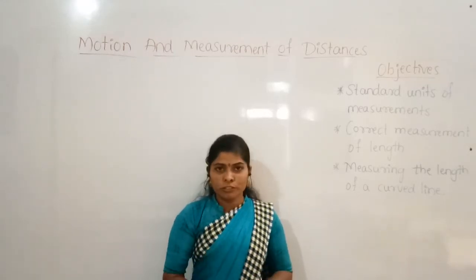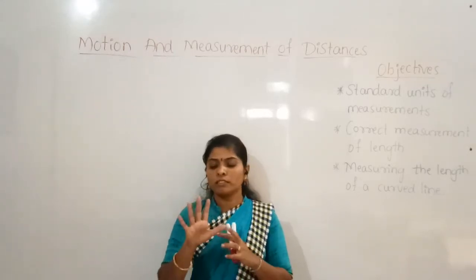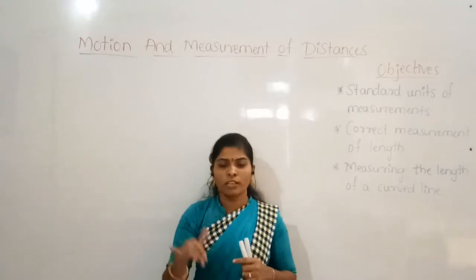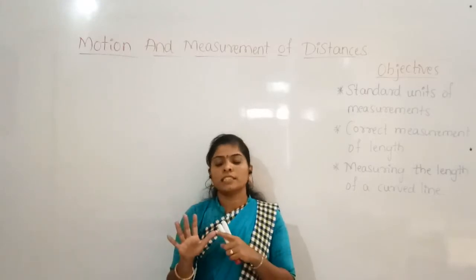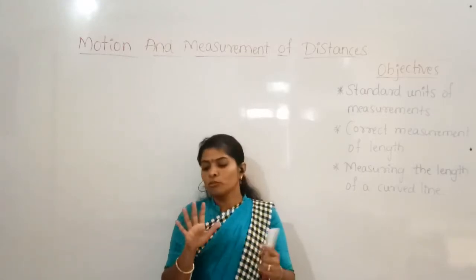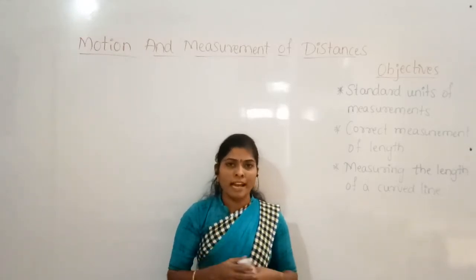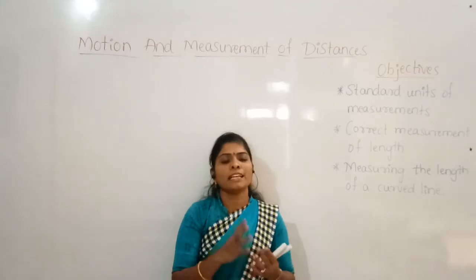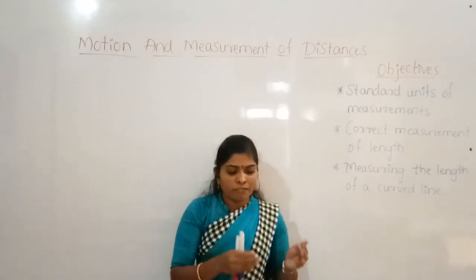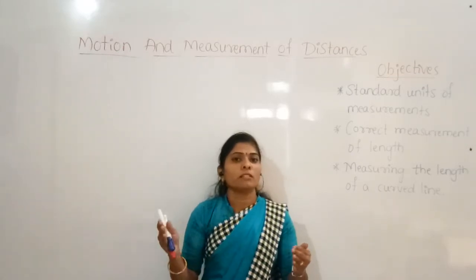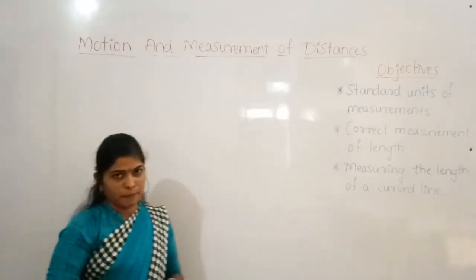And we can use the hand span. Hand span is the distance from your thumb to the little finger. So that is what we call the hand span and foot span. And likewise, improper measurements were there.